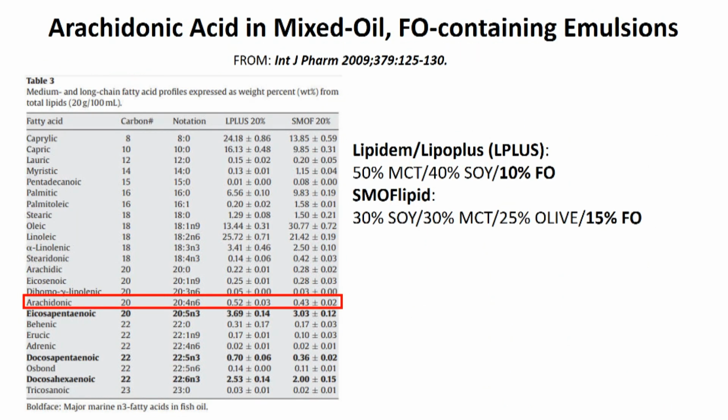Here are the fatty acid profiles for 2 mixed oil injectable emulsions that also contain fish oil. Of the oil phase of the emulsion, Lipoplus or Lipidem contains 10% fish oil, while Lipid contains 15% fish oil by weight. Again, clinically significant amounts of the essential fatty acids are present in these mixed oil products. Of note, arachidonic acid constitutes about 0.5% of the total fatty acid profile from fish oil for both emulsion products.